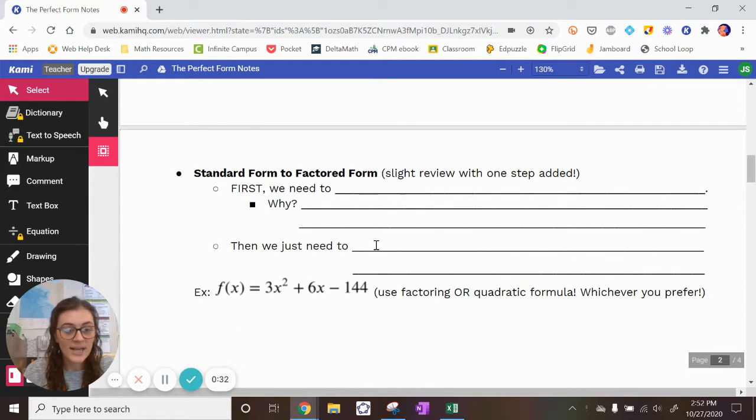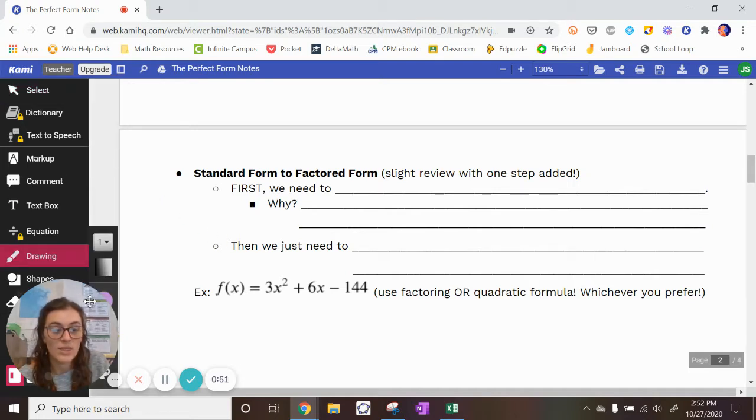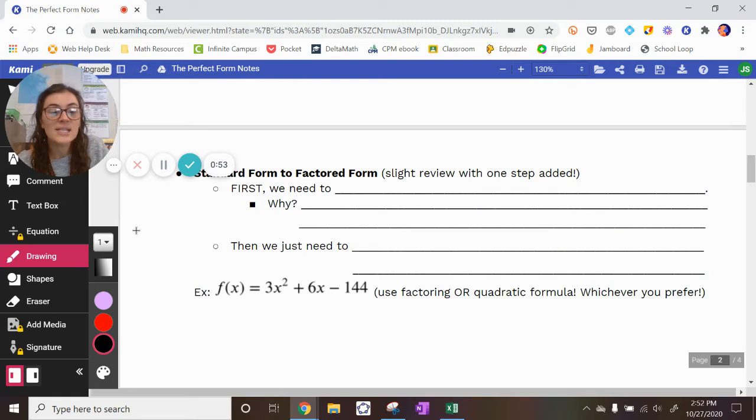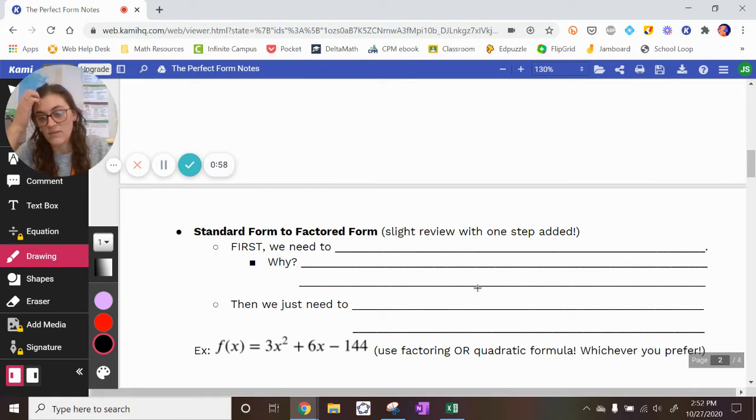The next one that's kind of a lot of review is standard form to factored form. So this form is a review because all we're going to do is factor like we've been doing for years using the box and diamond method or the quadratic formula, whichever you are most comfortable with. However, there is a slight twist. The only thing that's slightly different with this conversion is we have to do one step before we do the factoring that we're used to.